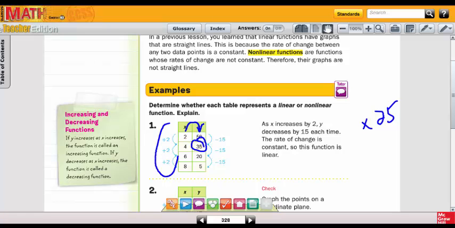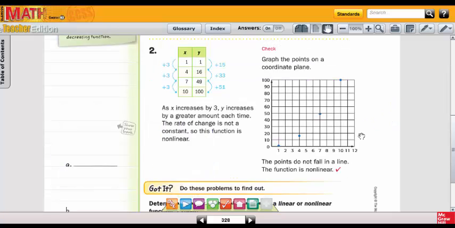So that's why I want you to make sure that you recognize that this is probably the quickest, easiest way to figure out whether or not we have a linear function, if the rate of change between x and y is constant. Alright, so let's take a look at problem number 2.